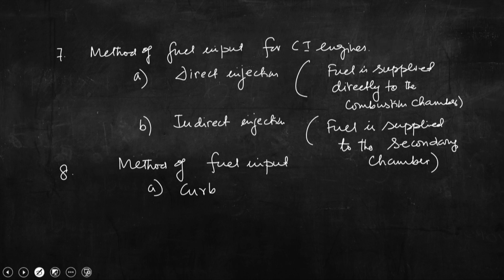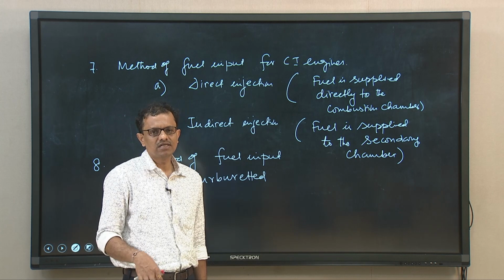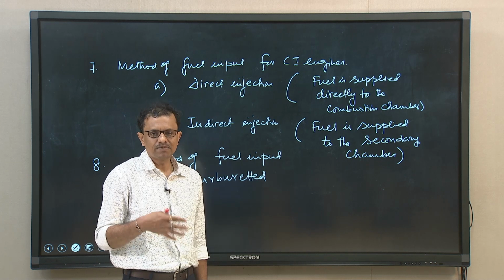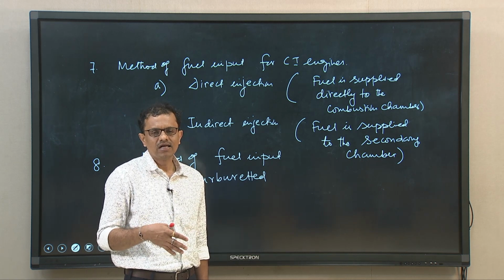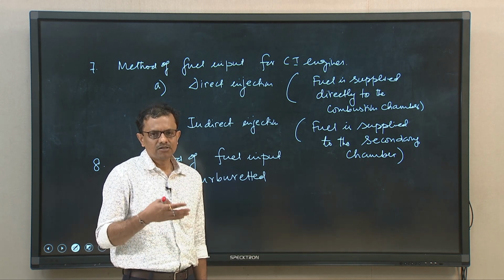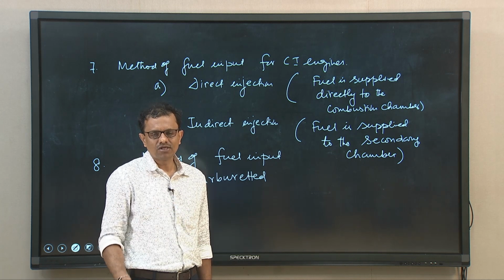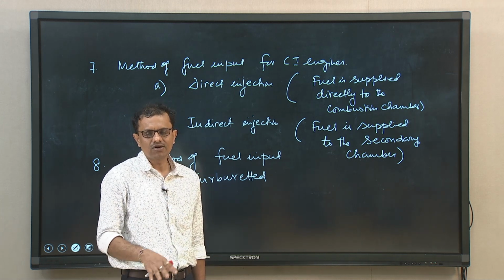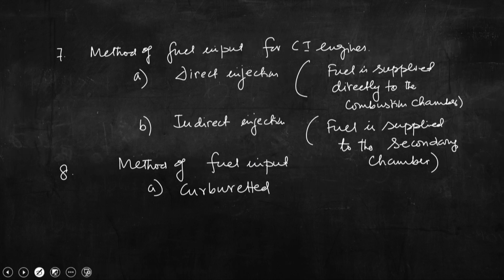carburation, that is carbureted. As I said, in SI engines fuel is mixed with the fresh air in a special device that is called carburetor, and that fuel air mixture is supplied into the combustion chamber. So, this is basically called carburation system or carbureted fuel input.